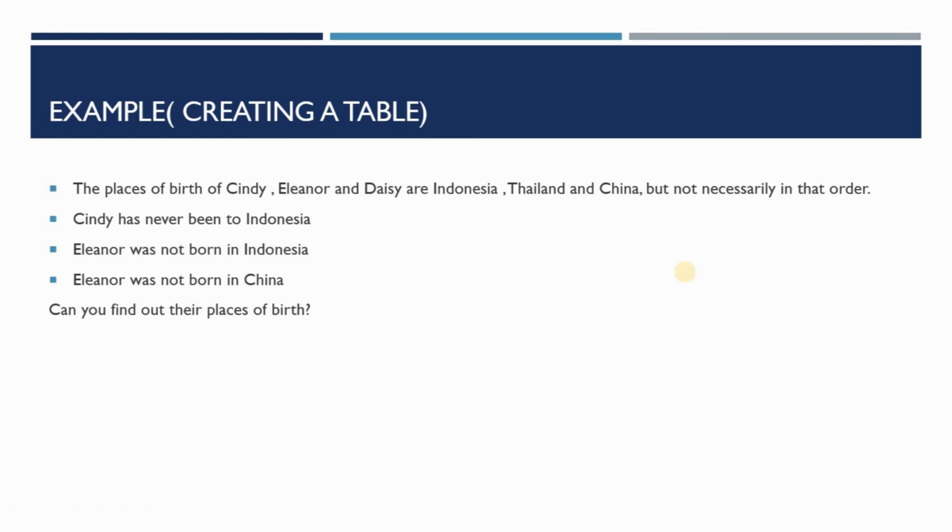The places of birth of Sydney, Eleanor, and Daisy are Indonesia, Thailand, and China, but not necessarily in that order. Sydney has never been to Indonesia. Eleanor was not born in Indonesia. Eleanor was not born in China. Can you find out their places of birth? Again, you have to use this table to solve this problem. Around 2 minutes, you can solve it quickly.